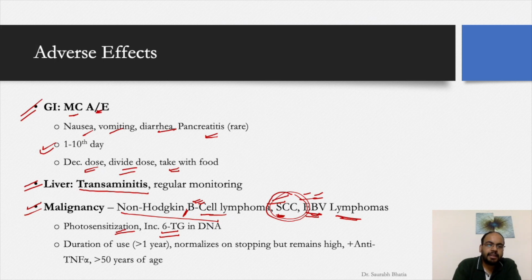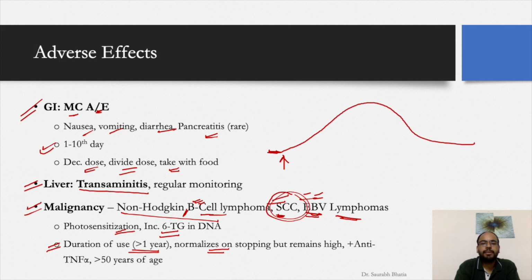Okay, now these side effects are usually seen with prolonged duration of use, most commonly if it has been used for more than 1 year, and the risk for developing malignancy in patients taking azathioprine normalizes after the drug is stopped. Okay, but even after decreasing, let's say this is the baseline risk of developing any cancers, and you give azathioprine here, it will slowly increase, and when you stop it decreases, but it is still going to remain higher than baseline. Okay, so the lower value will still remain higher than normal. It will never touch normal, or it doesn't touch normal.